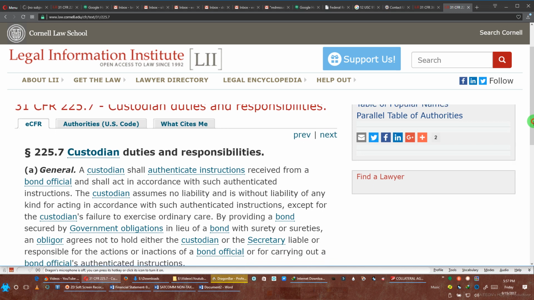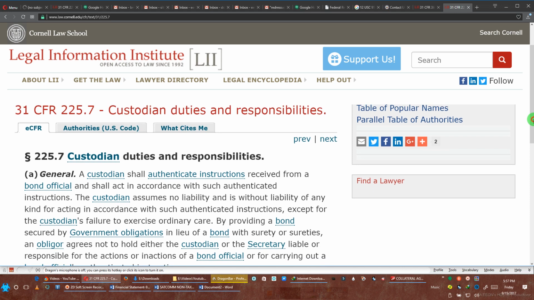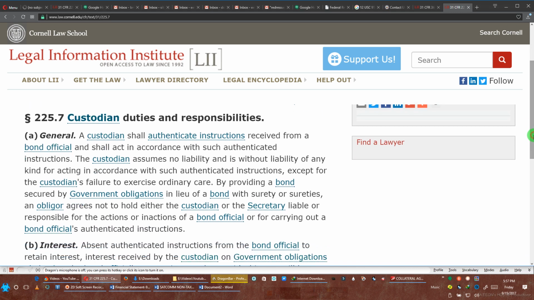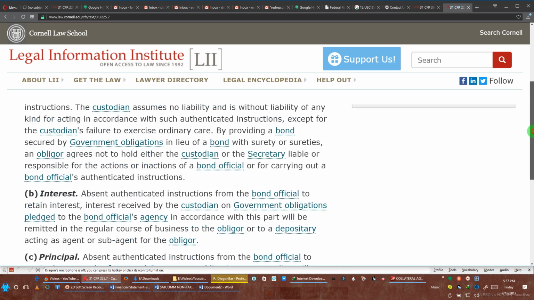Remember, 31 CFR 225.7, custodian duties and responsibilities. Remember, we're talking about the custodian. In general, a custodian shall authenticate instructions received from a bond official and shall act in accordance with such authentication. The custodian assumes no liability and is without liability of any kind for acting in accordance with the authenticated instructions, except the custodian's failure to exercise ordinary care. By providing a bond security to government obligations in lieu of... we don't need to know that. That's not the part that we're looking for.